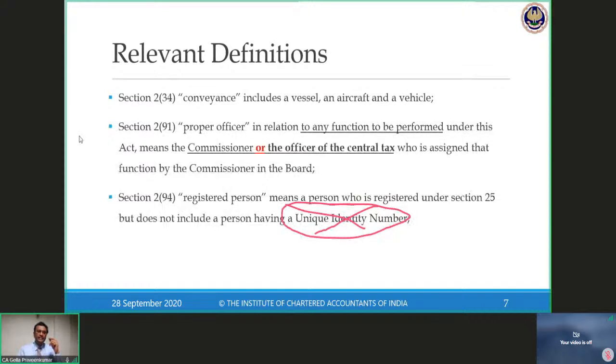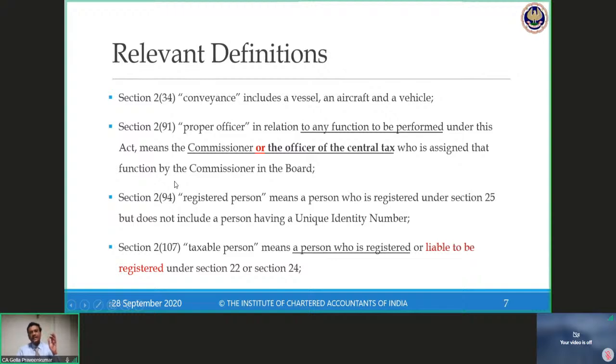These are the definitions which are relevant for us to understand registered person. Important definition called taxable person. Now, this term taxable person means a person. Please look carefully. It doesn't say registered person. A person who is registered or liable to be registered. Registered, we know that this fellow is having a registration certificate and he is having a GSTN. Liable to be registered.